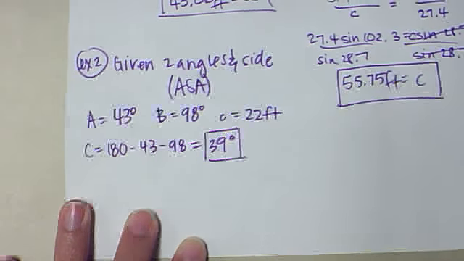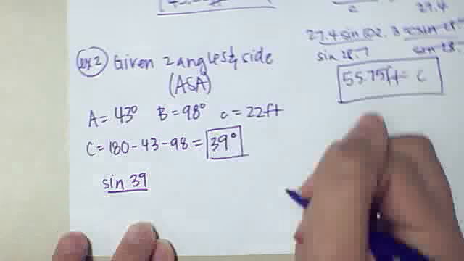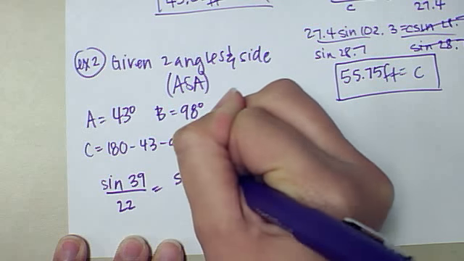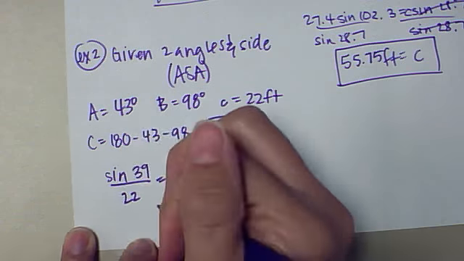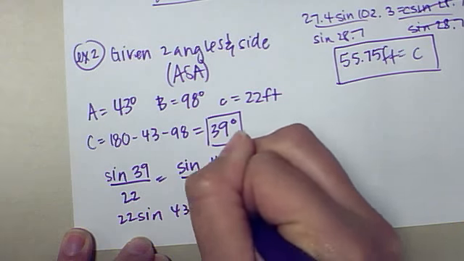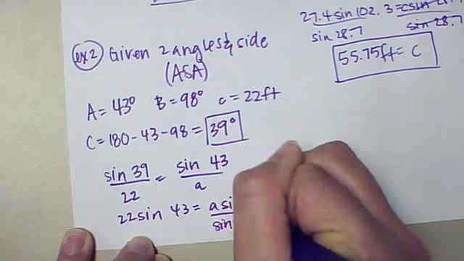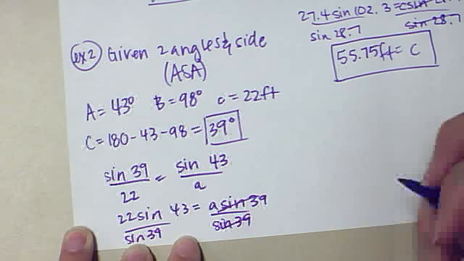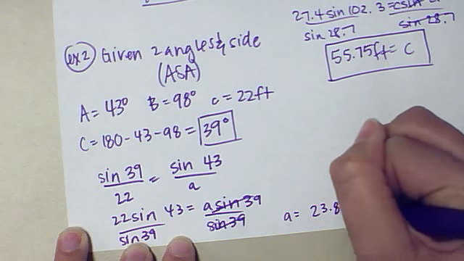Now I can find my other 2 sides by doing the sine of 39 degrees, that's big C, over little c, which is 22, equals the sine of 43 over side A. That's angle A over side A. So now I can cross multiply. 22 sine 43 equals A sine 39. Divide both sides by the sine of 39. And side A is equal to 23.84 feet.